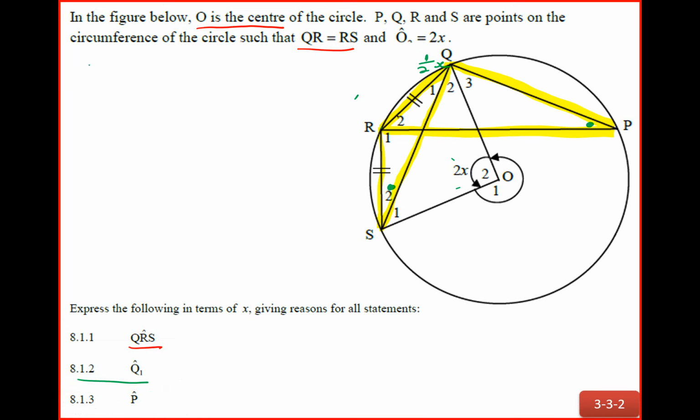But remember in the previous question, we found that Q1 was equal to half x, and therefore S2 was also equal because they are equal. Remember in the previous question, we showed that angle S2 was equal to angle Q1, which was equal to half x, proved above. And therefore, we can now state that angle P is actually equal to half x, and your reason is angles in the same segment.